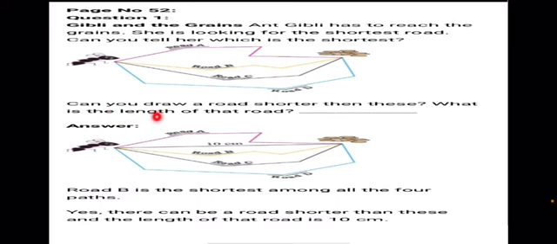So can you draw a road shorter than these? What is the length of that road? So when you're drawing a straight line, this line is the shortest, which is 10 centimeter. Now among Road A, Road B, Road C and Road D, the road which is shortest is Road B because it is less crooked and it's going a little bit straight.